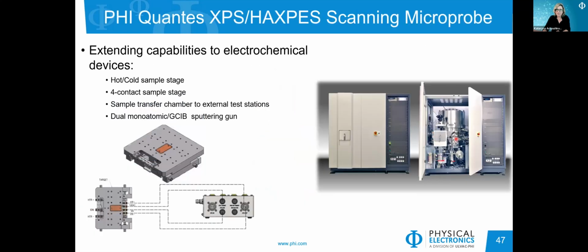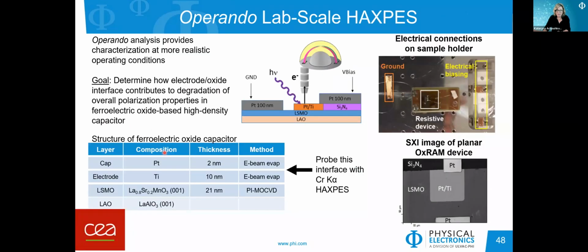Very exciting capabilities are now available also for electrochemical devices. We have the capability in situ to heat and cool, and we can provide transfer solutions to move from, let's say, a glove box to the analysis without exposure to air. This is an example of a 4-contact sample stage, so we can do polarization studies. This opens the capability to do operando lab-scale HAXPES.